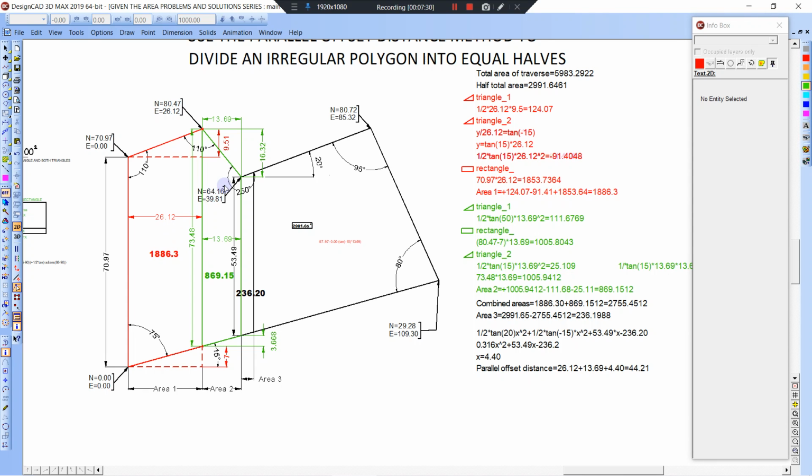Pretty much the same thing we're going to do here. We're just going to take that rectangle. We already know the distance here, 13.69. Now this is going to be green. We're going to end up subtracting both of those.